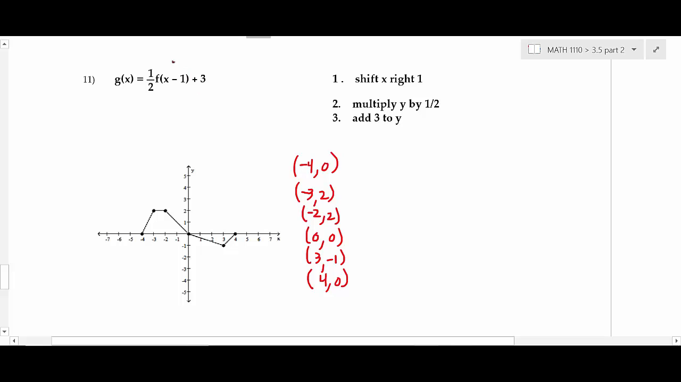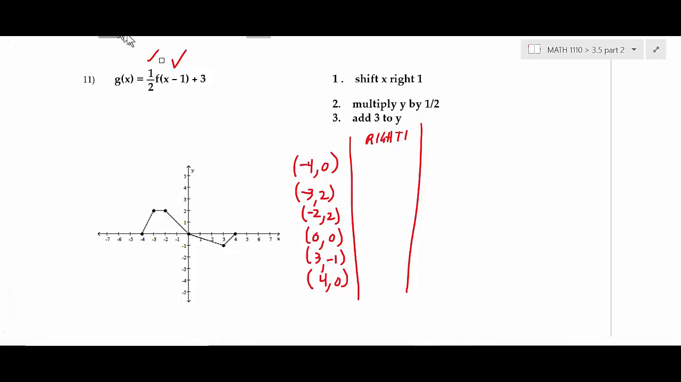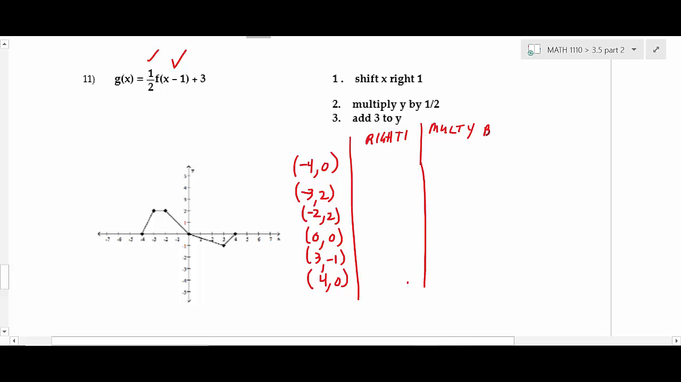First thing you're going to do is go to the right 1. Remember, that's the first thing that you want to do. Then what are you going to do with the 1/2? What does that change? It changes the y value. So you're going to multiply y by a half. And then the very last thing you're going to do is the up 3.